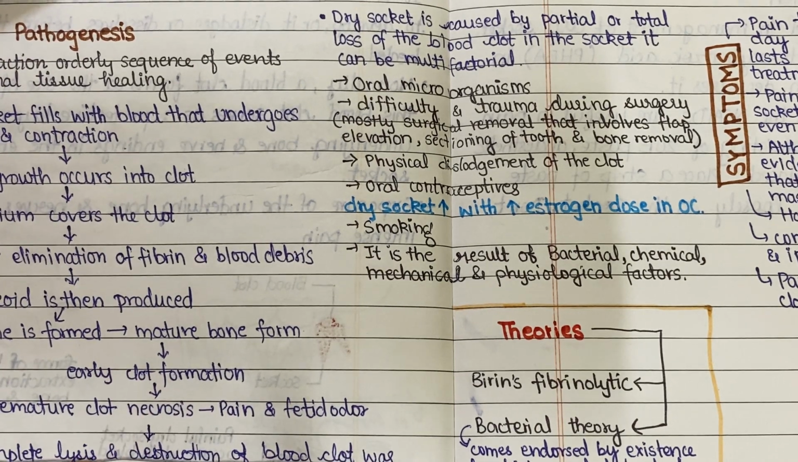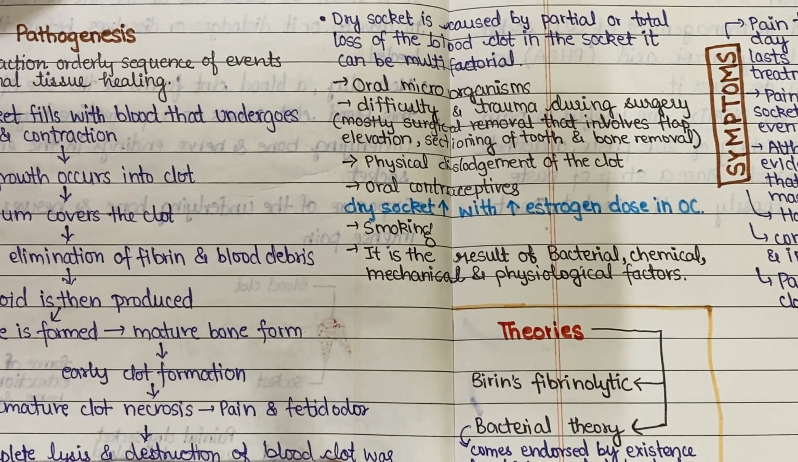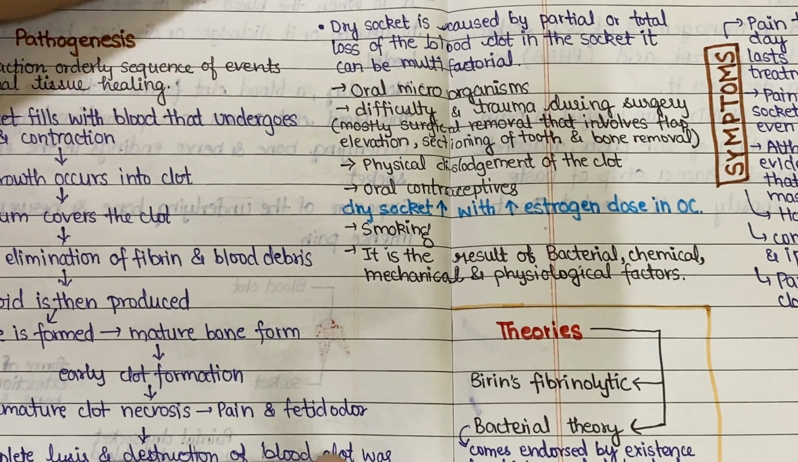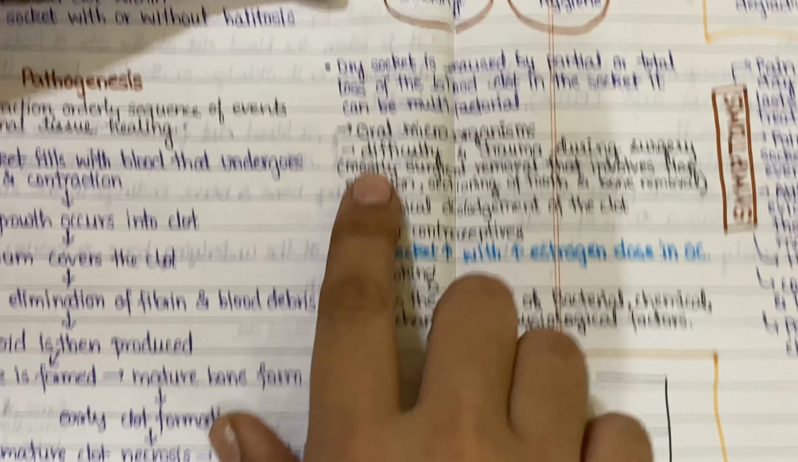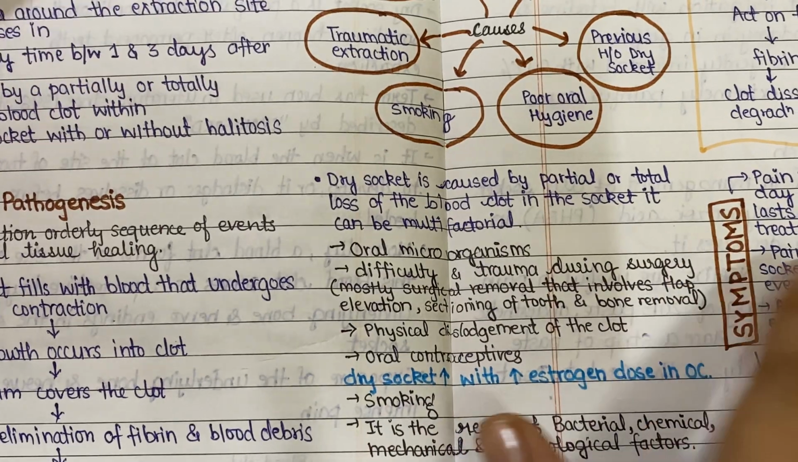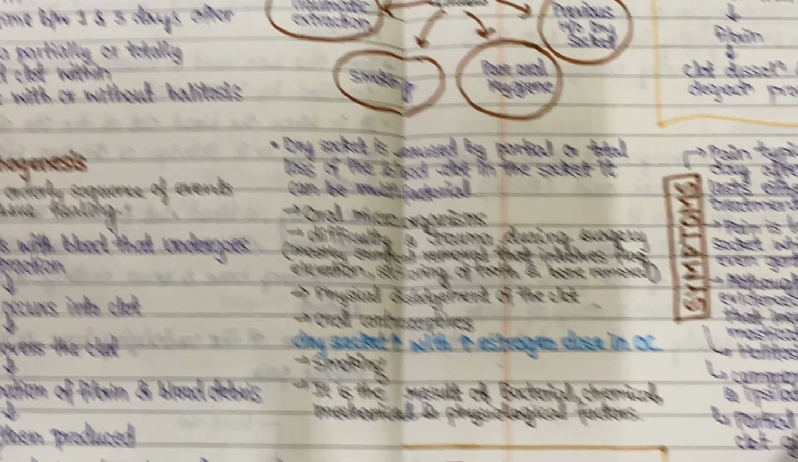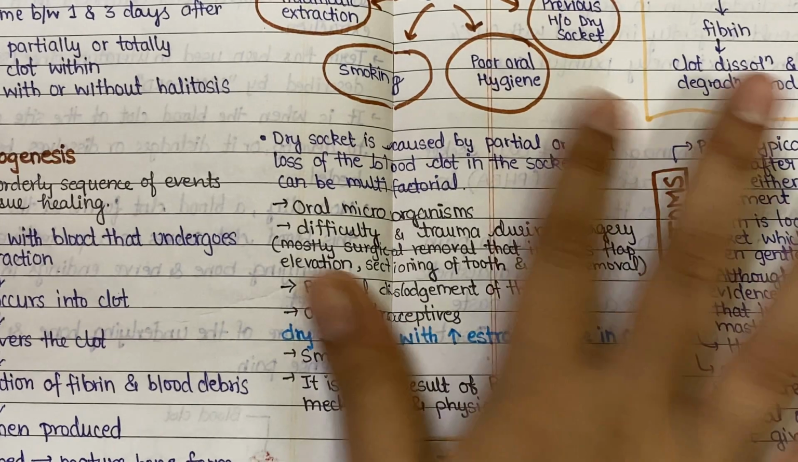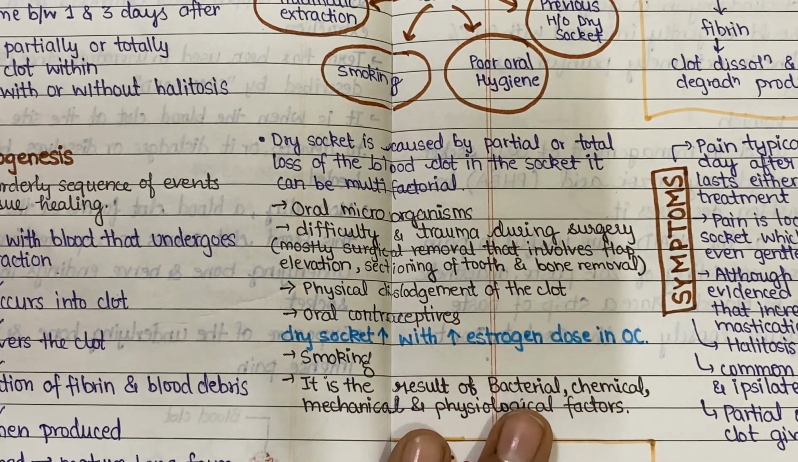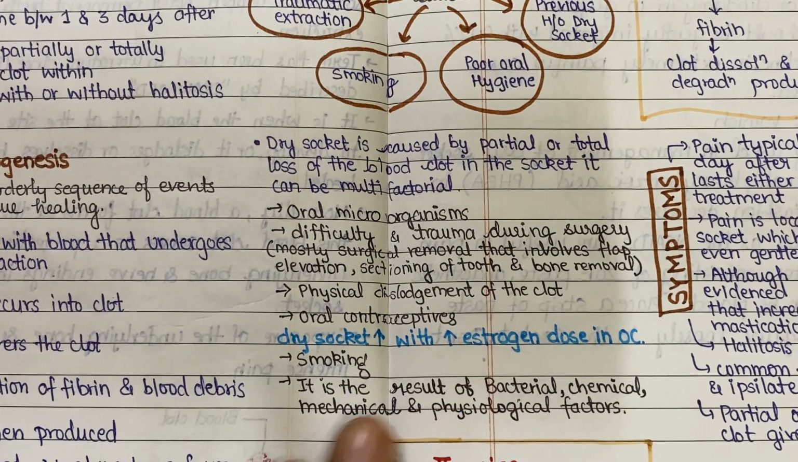The next one is difficulty and trauma during surgery. When you are extracting the tooth, there is trauma. Mostly surgical removal that involves flap elevation, sectioning of the tooth and bone removal causes trauma to that site, and because of that there is formation of dry socket. Then the roots or bone fragments remaining in the wound lead to disturbed wound healing.